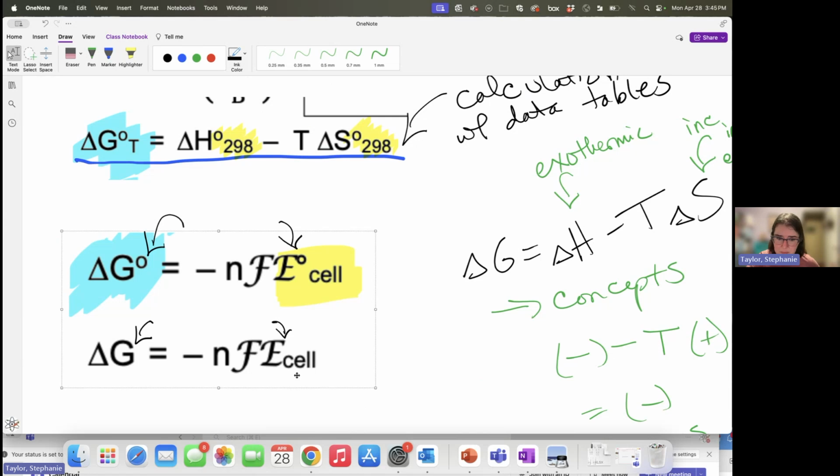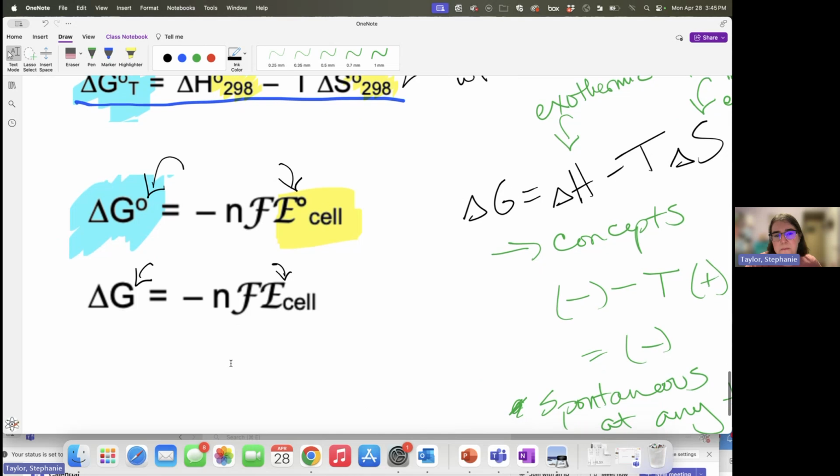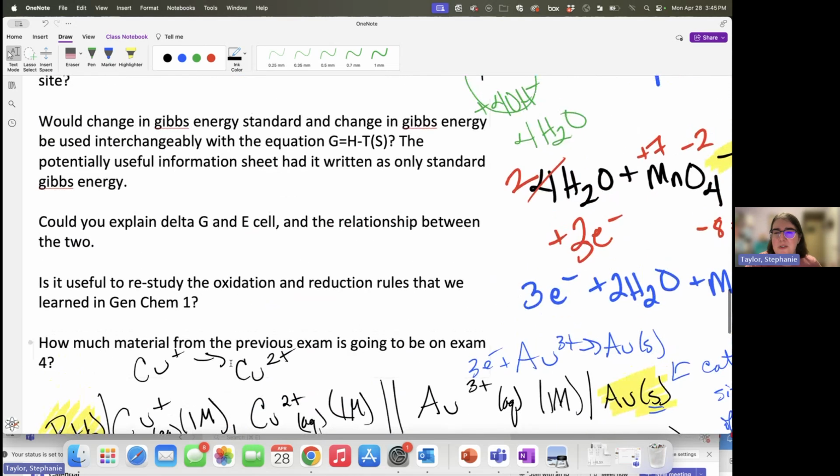Down here, when we're talking about how to go in between delta G and E cell, or delta G standard and E cell standard, those you can go back and forth. And so in that case, keeping track of the fact that the ones that are standard relate to each other and the ones that are not standard relate to each other could be of more value. So I had not really thought about the fact that that potentially useful information page is very high on how we use these for calculations.